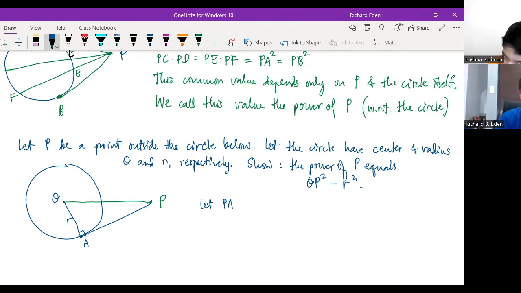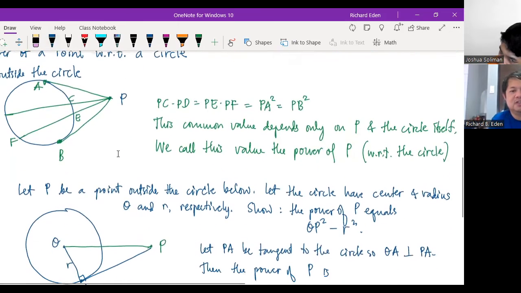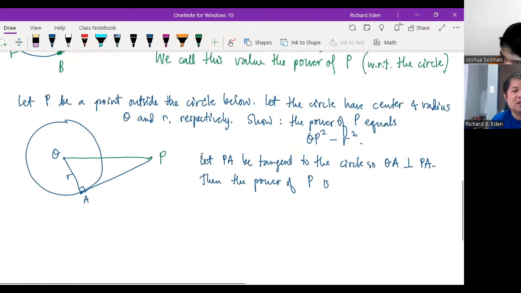So, let PA be tangent to the circle. So, OA is perpendicular to PA. Then the power of P, if we're given those other secants like PD, would be equal to PC times PD. But if we take a tangent like PA, PA squared would also be equal to the power of the point P. So this is equal to PA squared. But from the figure, we see that this is equal to PO squared minus OA squared. So there you go, PO squared minus R squared.